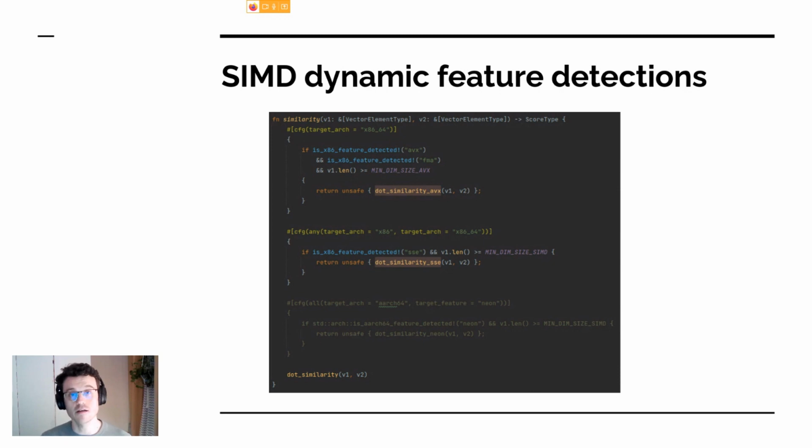We went with a different approach. That is, we are detecting at runtime, dynamically, the features supported by the CPU. You can see we have those configuration blocks. The first one is for x86 AVX, the other one x86 SSE. Then we have ARM, and at the bottom, this is our fallback implementation, the dot similarity one that was showing up in the flame graphs. Let's go a bit deeper and have a look at the dot similarity AVX.